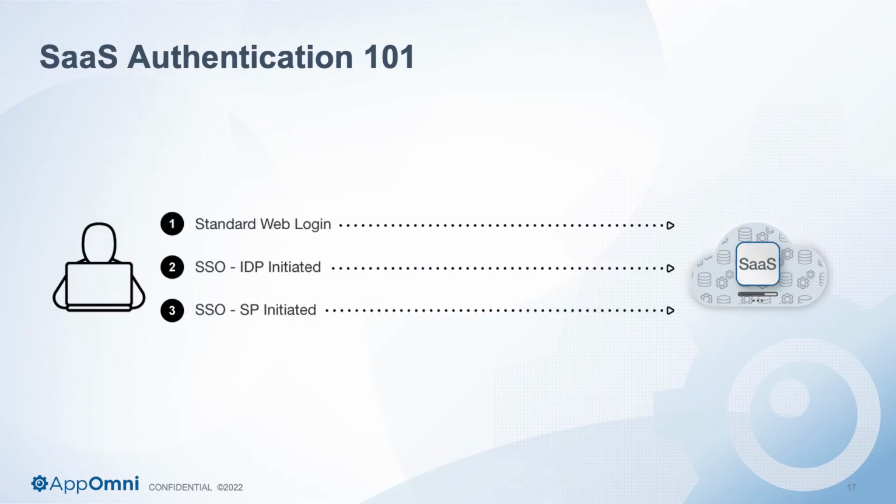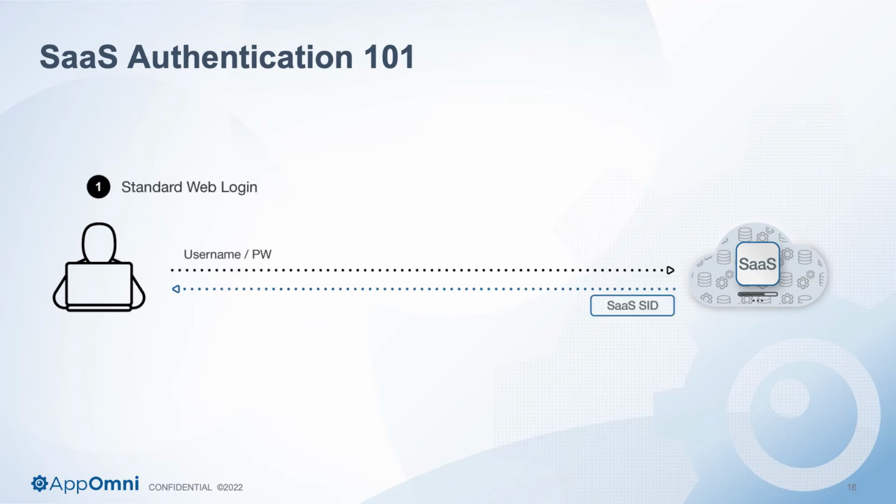So let's talk about how authentication for these applications works. I'm going to go through this quickly, but what we need to understand is the basics of SaaS web authentication. There are 3 main ways you can authenticate: direct username and password, an IDP-initiated single sign-on flow, or a service provider-initiated single sign-on flow. I'm going to walk through each of those. The first one, standard username and password. I type in my username and password, I click submit. If it's valid, I get a session ID. This is the way web applications work.